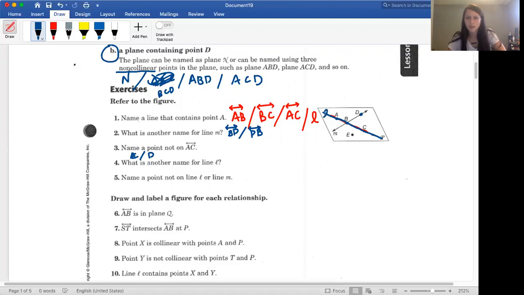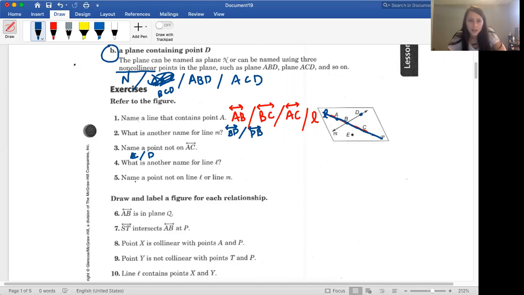Number 4, what is another name for line L? Okay, here's line L. Now, line L is right here. That would be the same thing as number 1. So any naming of the line that has point A, all these answers would go for number 4. So that would be correct for number 4.